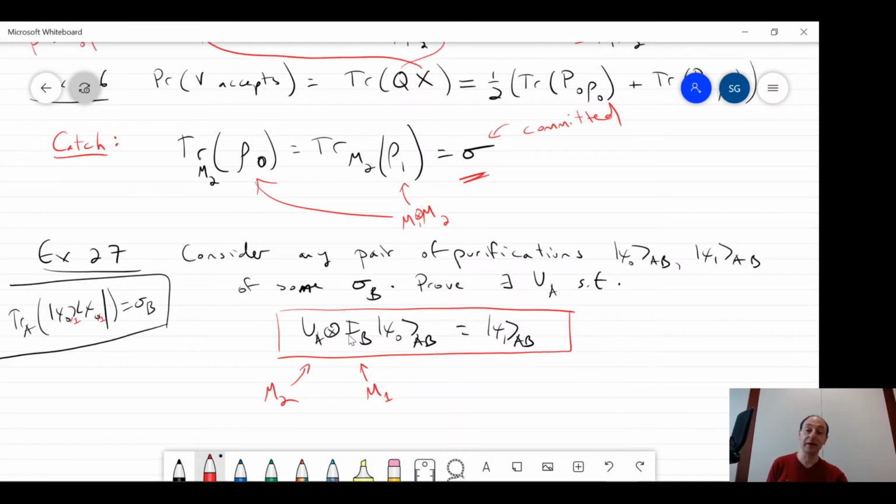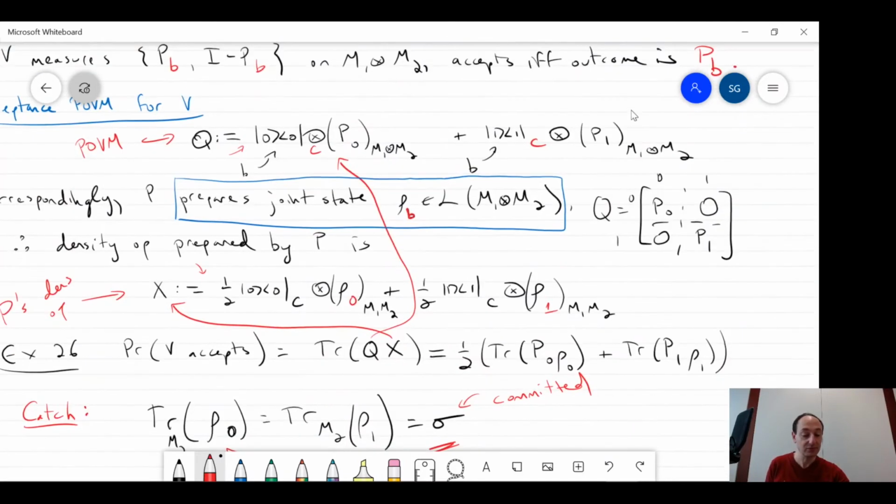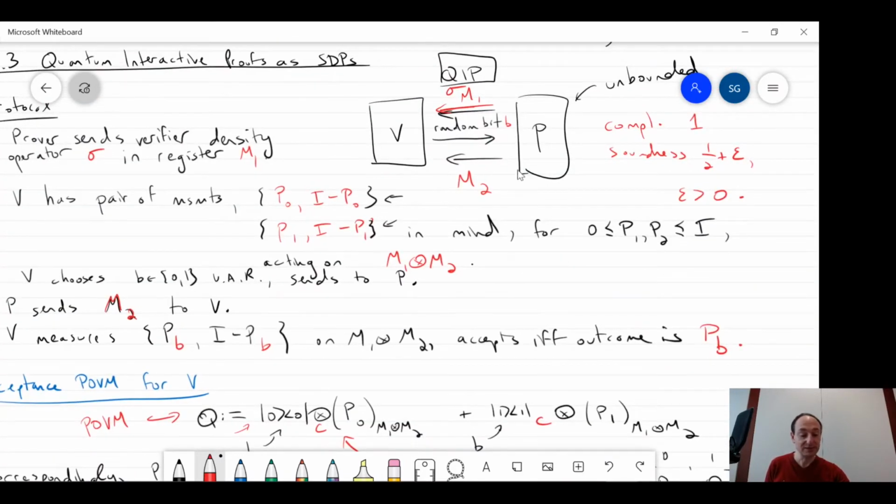This basically says that it doesn't really matter as long as these two are both purifications of some joint state sigma B, or sigma on M2 in our case. Then they could always switch to whichever purification on the joint space that they wanted to actually send, and they can do this just by acting on the part of the message that they still have in their possession, M2, right? Remember that M2 over here is still in the prover's possession at this point. So once they learn B, they can do a unitary here, and that will allow them to effectively send whichever of the two purifications of the first message they actually wanted to send.